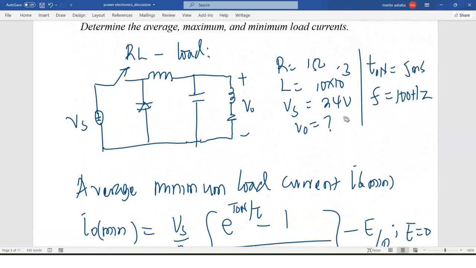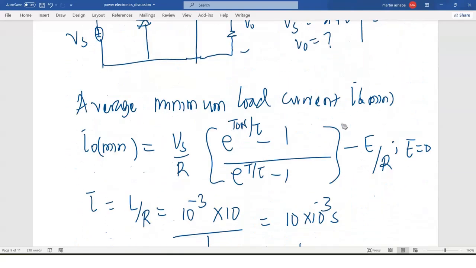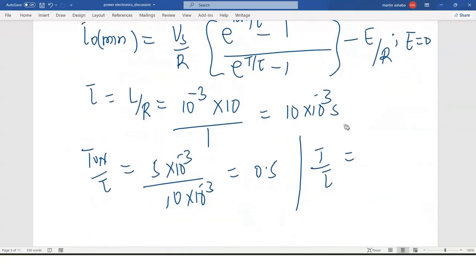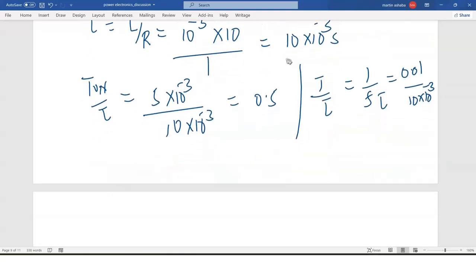Then we also need to get the time period divided by tau. The time period, we know it is going to be 1 out of frequency. So this is going to be 0.01 divided by tau. Tau is already 10 times 10 power negative 3, and this is the same as 1 out of 100. So this T divided by tau is equal to 1.